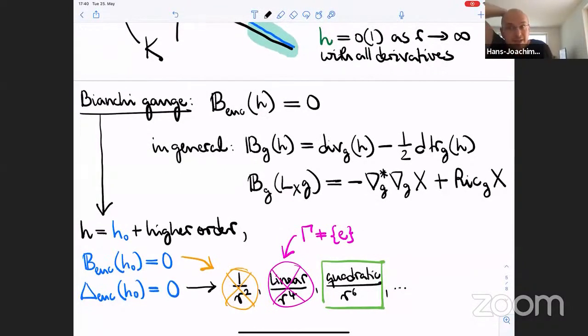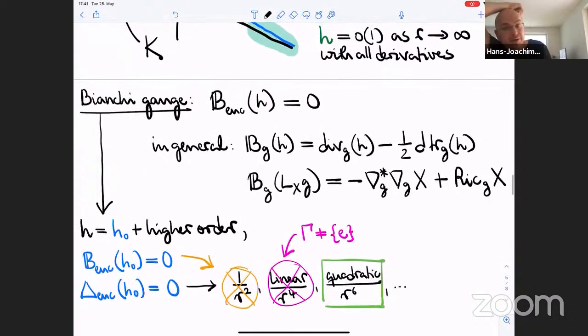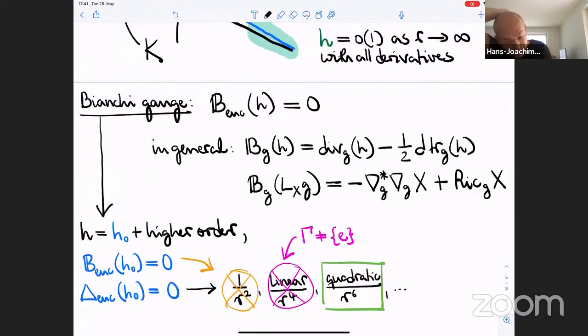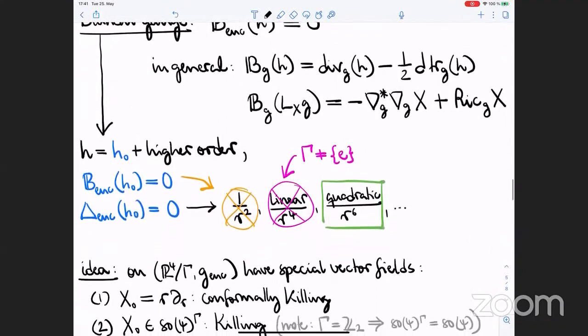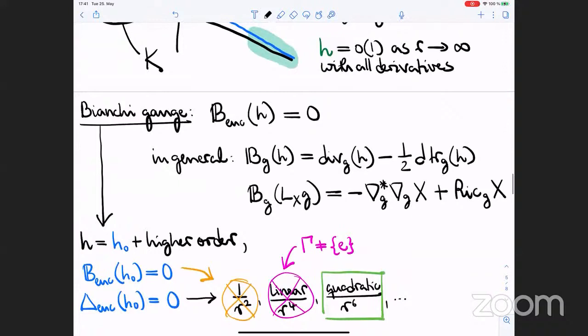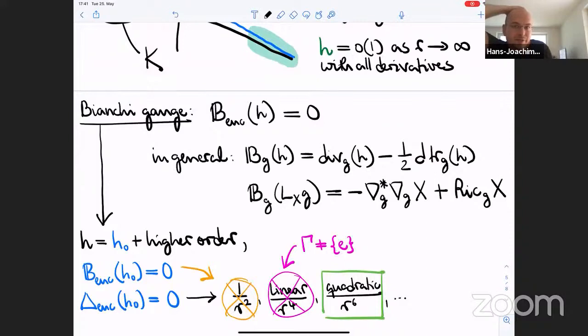So this is the asymptotic structure of a general Ricci-flat ALE space, and this is how you get it by imposing a Bianchi gauge condition. Sorry, do all quadratic things appear as possible asymptotics of Kronheimer things, or are there some that would not be? Yeah, this is sort of going to be the main point. All right.